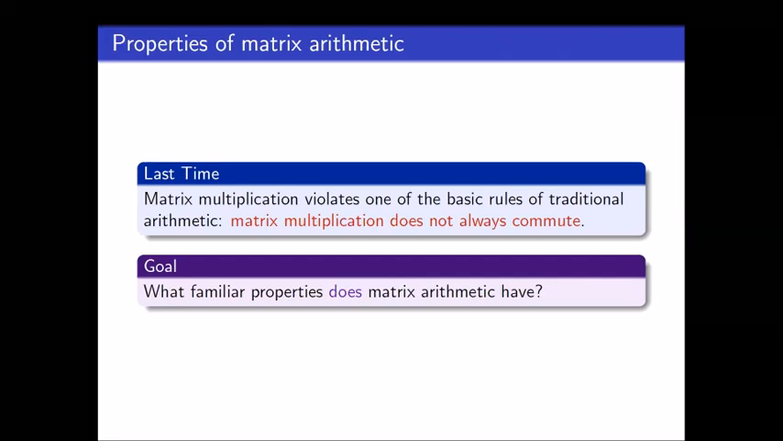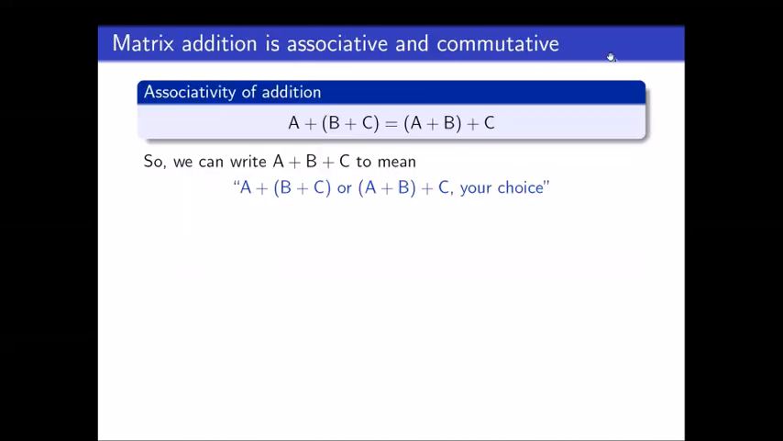In this video, we will explore other traditional arithmetic properties, and we will see whether matrix algebra has them or not. The first operation I want to talk about is the operation of addition, and the first property we will look at is associativity.